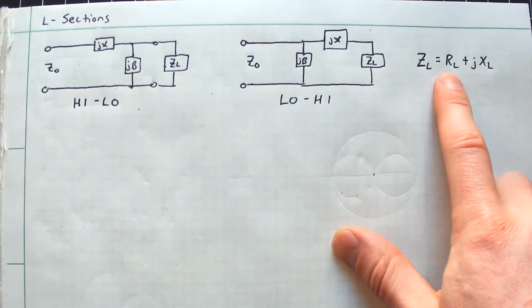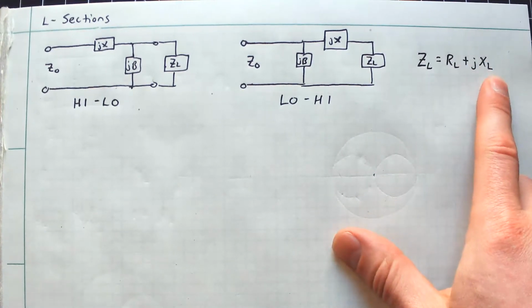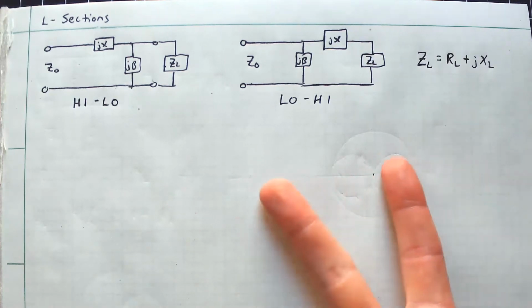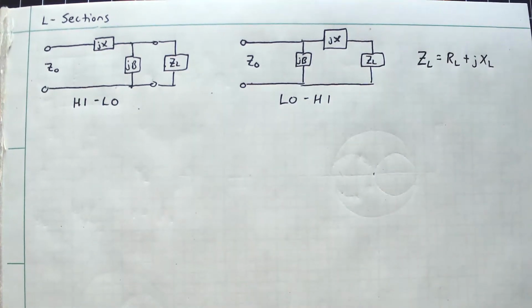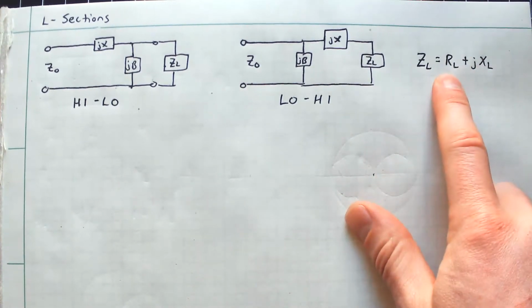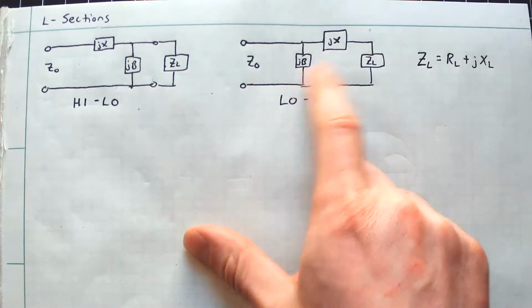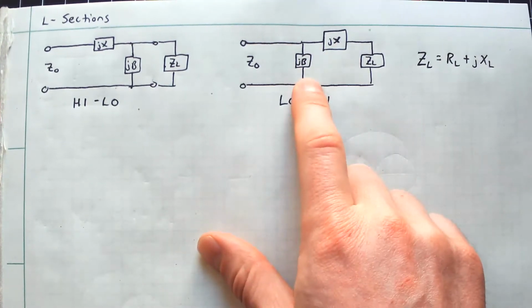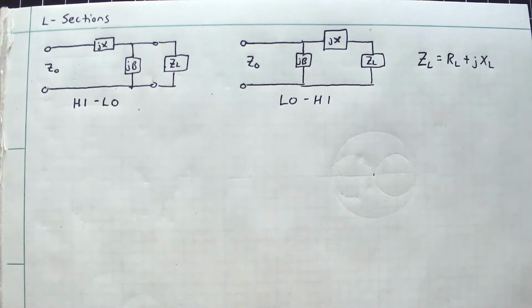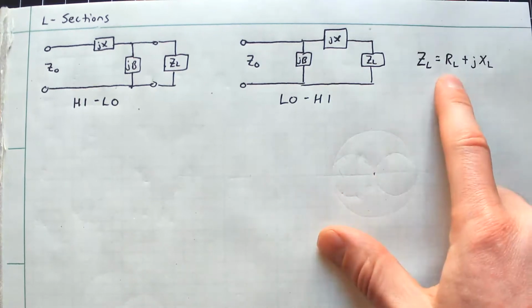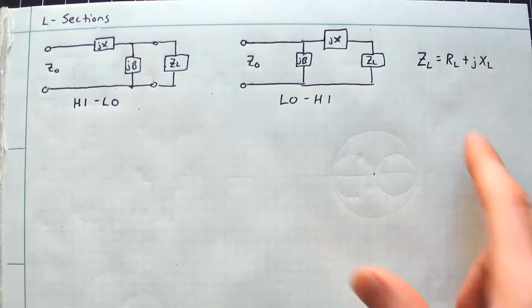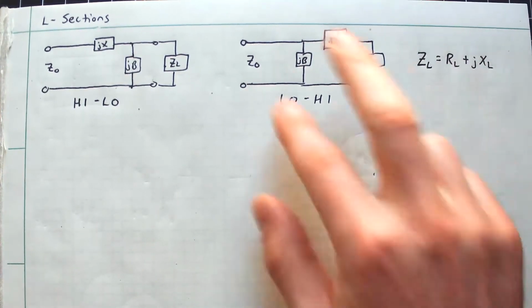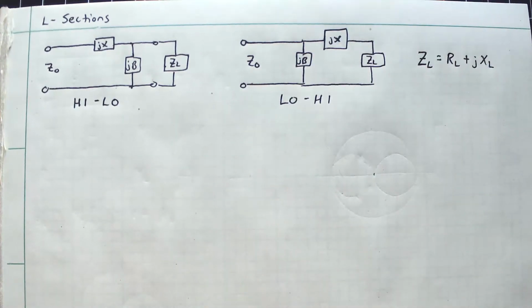But that was only true if the real part was matched. So if I have both a mismatch in the real and the imaginary, then that's 2 degrees of freedom, which means I'm going to need 2 different components here to create that match. And as it turns out, if I have a mismatched real and imaginary, all I need are 2 reactive elements here, placed in the appropriate values and configuration to create a real and imaginary match. So you can think of it as there are 2 degrees of freedom here. So I need 2 degrees of freedom over here.